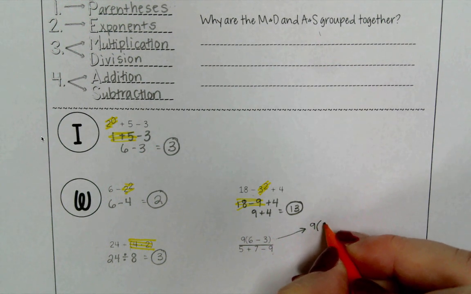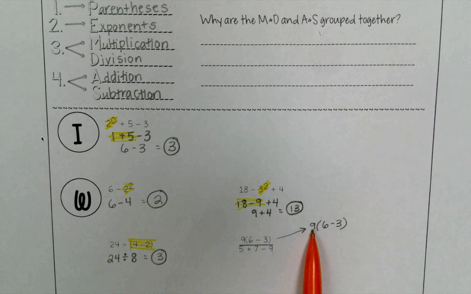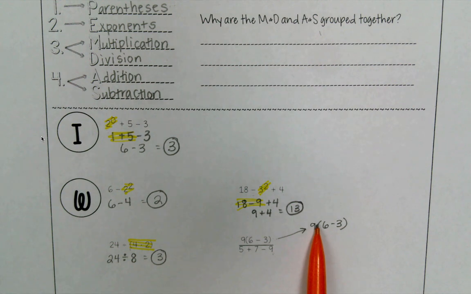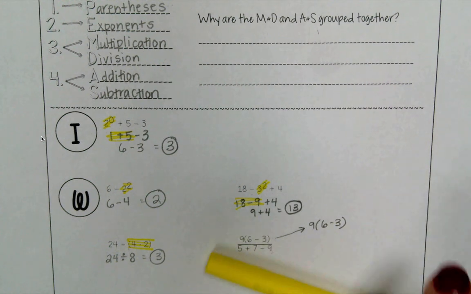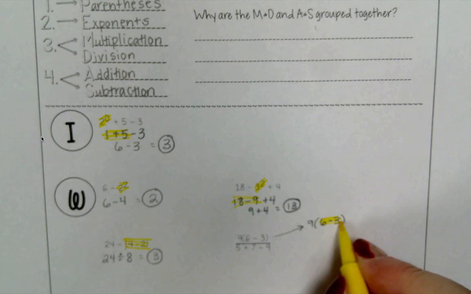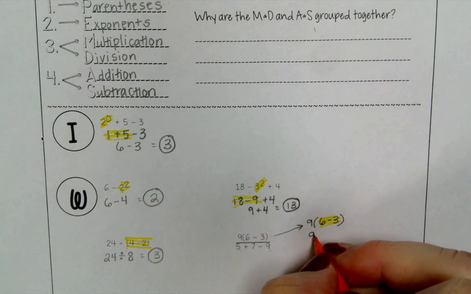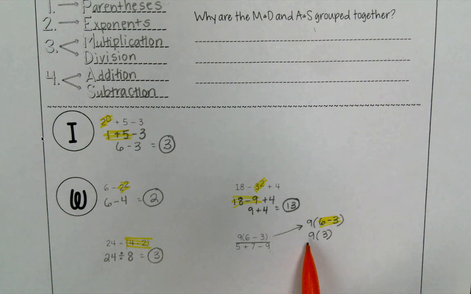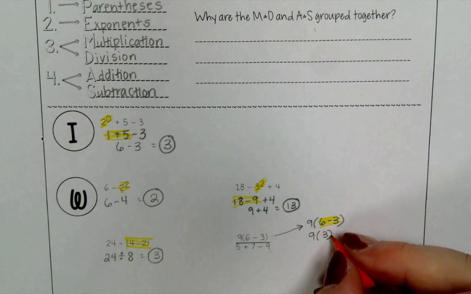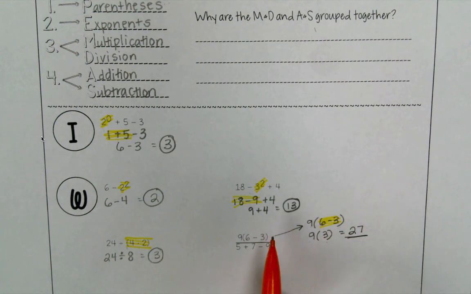9 parentheses 6 minus 3. Now I know we touched on this: anything next to a parentheses with no operation means multiplied. But I have parentheses first, which is 6 minus 3, which is 3. Please watch what I'm going to do. I'm going to maintain the parentheses here, because if I don't, it will look like 93, and that is not what that is. So 9 times 3 equals 27. I'm going to put a fraction line over here.